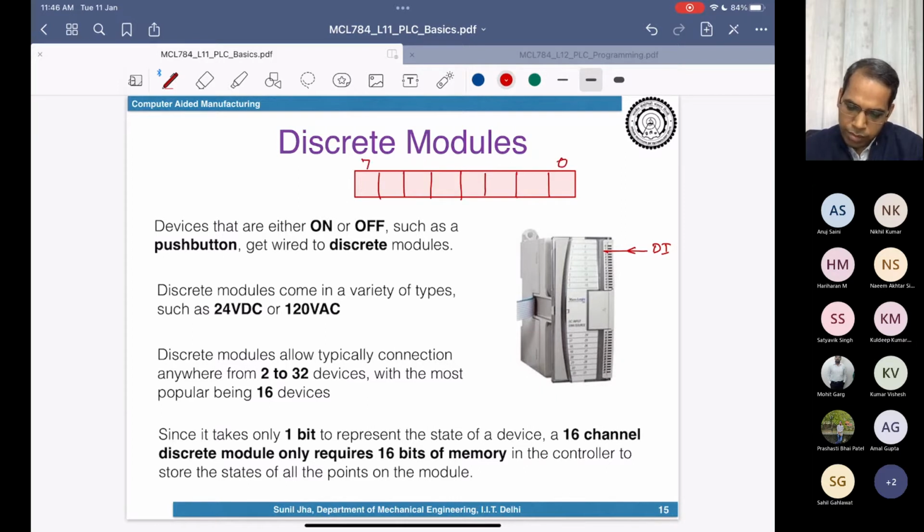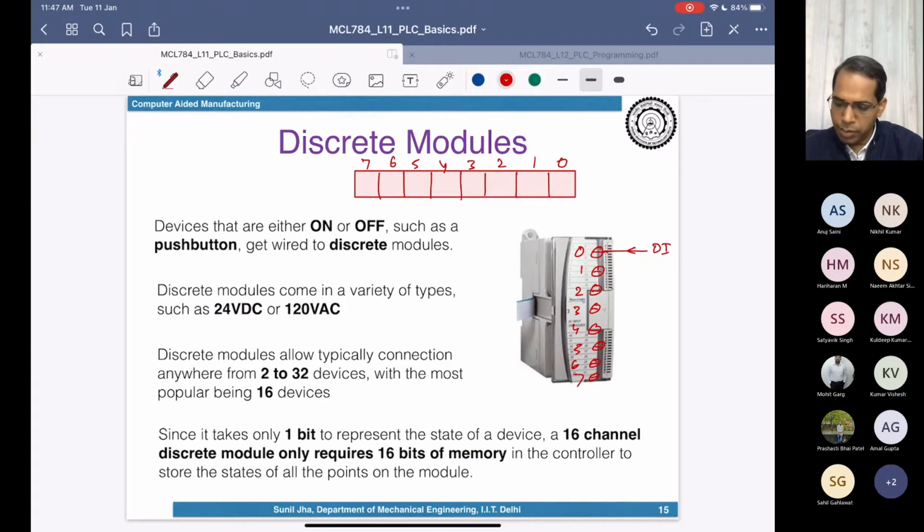So 0 to 7. So 1, 2, 3, 4, 5, 6, 7. So internally in the controller, you will have this kind of memory. And outside you will be having screw terminals over here. So on most of the modules, you will find there are screw terminals. And these are 0, 1, 2, 3, 4, 5, 6, 7 like this.